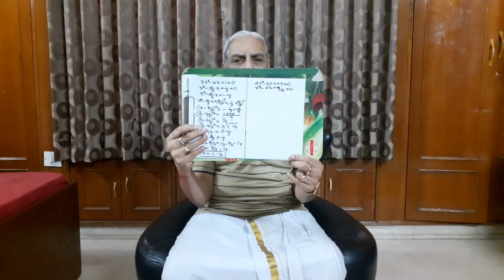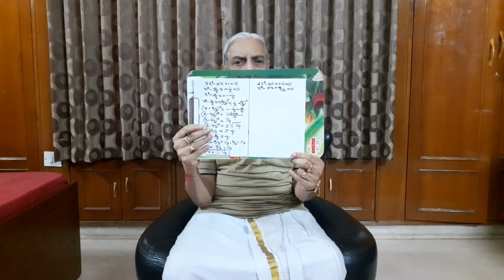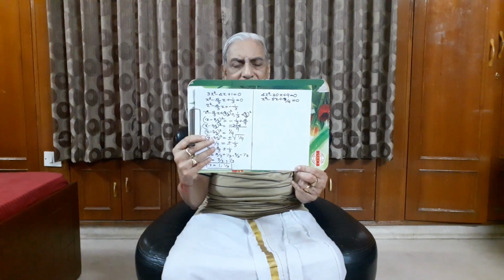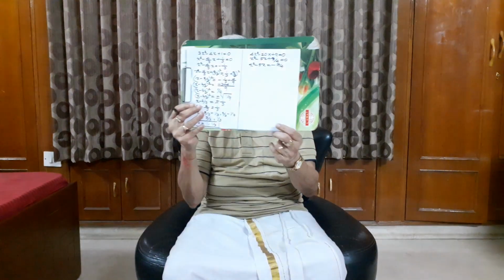So it is 5x plus 9 by 4 divided equals 0. Transfer 9 by 4 to the right hand side. What will it become? x squared minus 5x equals minus 9 by 4. Okay, sir, I have done the count.